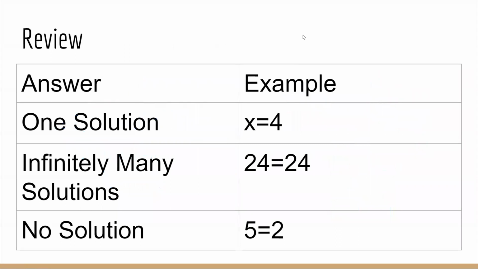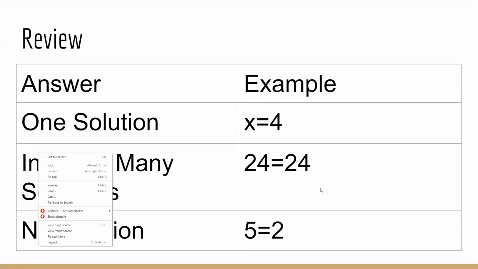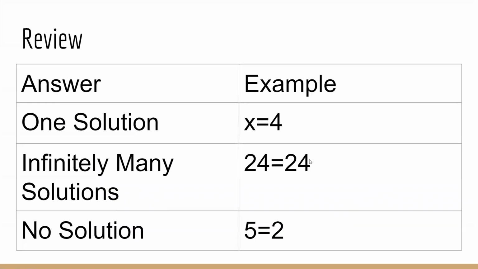So just as a quick review, if you have one solution, your answer should be like x equals 4 at the end. If you have infinitely many solutions, that is what you're writing on the line. But when you see it, it should be 24 equals 24, 12 equals 12, negative 7 equals negative 7, whatever it is. The left side is the same as the right side. But your answer is infinitely many solutions. Whereas if you have one solution, your answer is x equals 4.